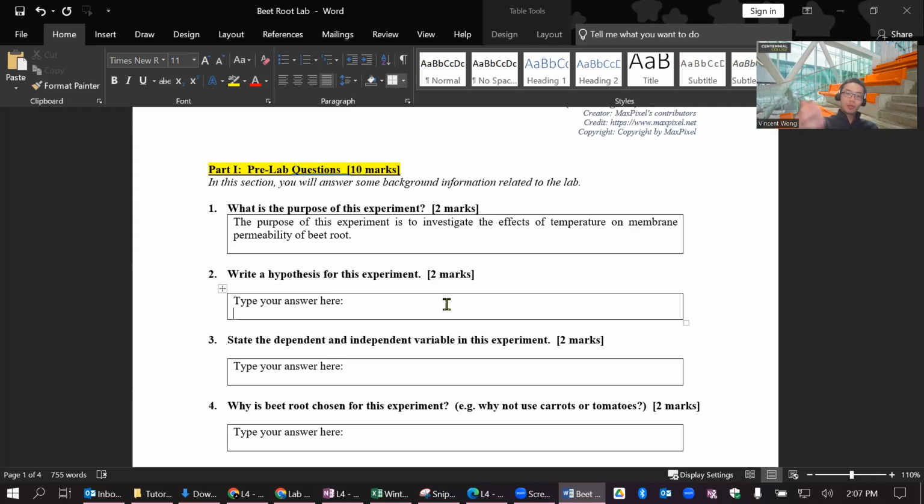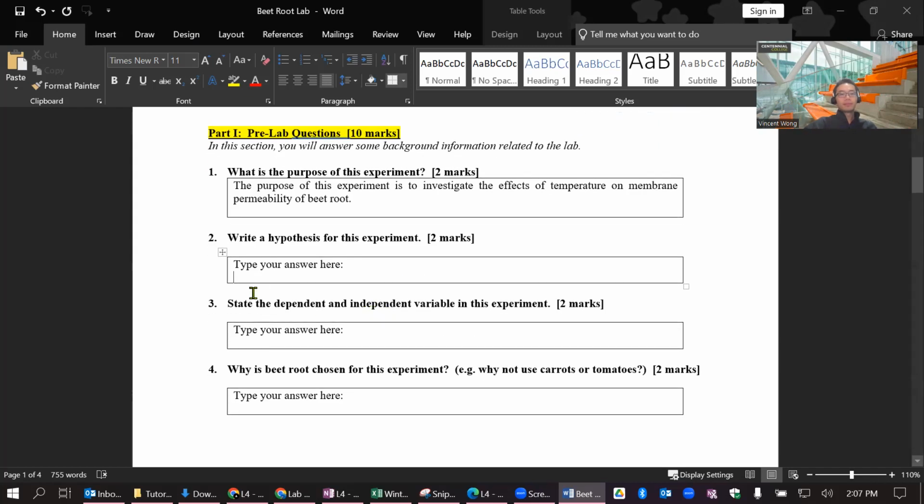Do you think the temperature will increase membrane permeability? Do you think it will decrease membrane permeability? Do you think it has no effect on membrane permeability? You have to write it out explicitly, okay? So it's okay if your hypothesis is wrong, but you have to pick a side. You have to let me know what you think. Does that make sense? Okay, so that's 2 marks.